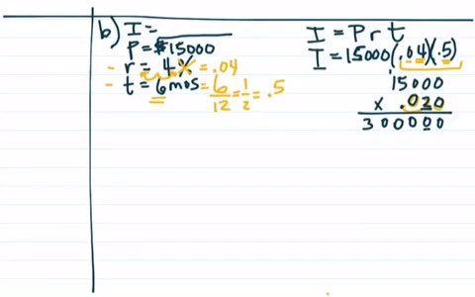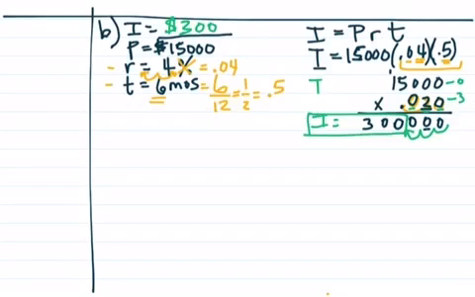Now I'm going to count my total number of decimals. I have 0 here behind my decimal. I have 3 digits there, so I need to move my decimal forward 3 spots. So my interest would be I equals 300. The whole number 300. I equals 300.